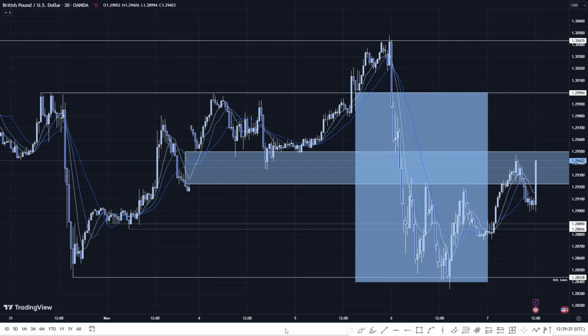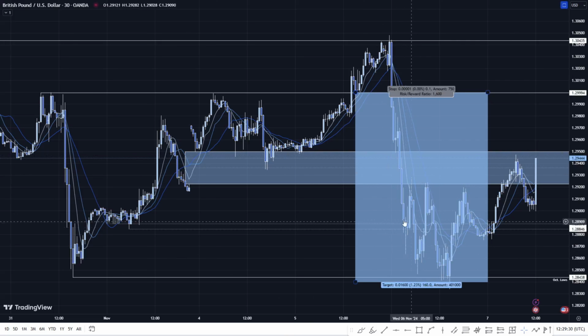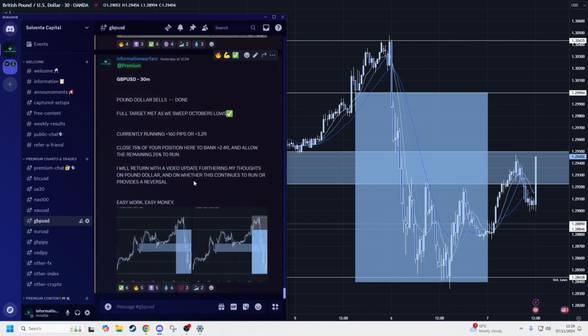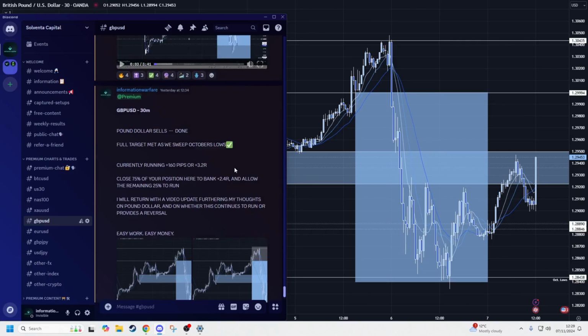Really well managed. Very well done in the sense that we didn't take partials here, nor did we take them here. We held out to our full target, and the full target was met to the T. So that's really going to be the last video update on this series of pound dollar. We're either going to be playing to break even or to maybe a bigger win on the remaining 25% of our position. If you're trading a smaller account, then potentially you want to close that and just bank your profits, instead of holding for long-term positions.